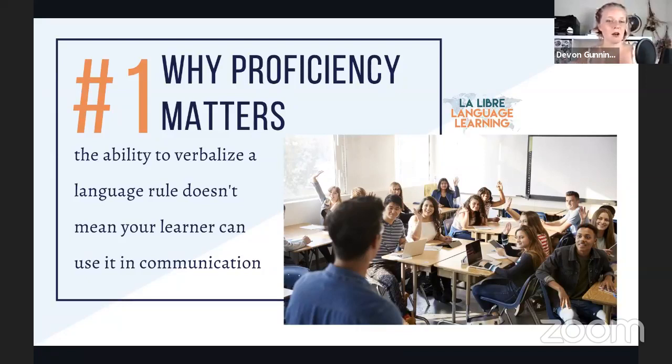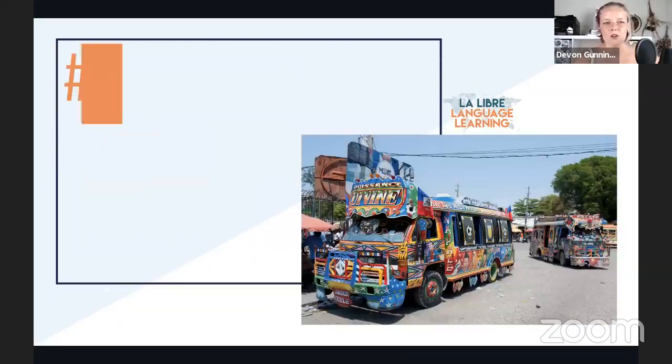We also learned about proficiency, and that the focus on proficiency really means what your students can actually do with the language. And here is the number one reason why it matters. Number one, the ability to verbalize a language rule with your students does not mean your learner can use it in communication. Just because they know what the rule is doesn't mean that they can use it. That's why proficiency really matters.